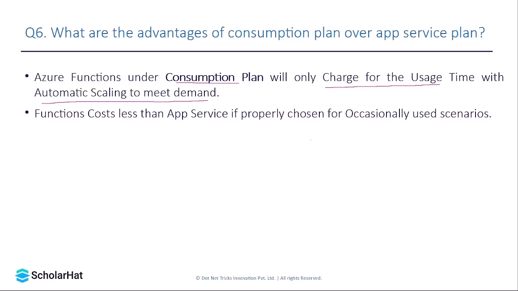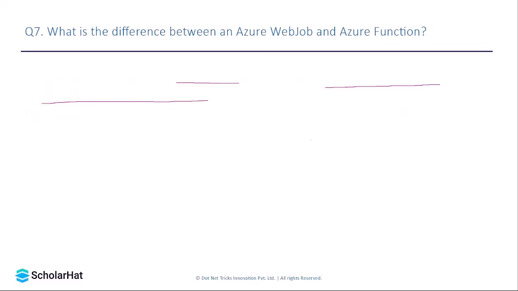So that's why it's very important for you to understand your need before choosing the consumption plan or the app service plan in Azure function. A consumption plan is something which you can use if you have less usage of an Azure function. What is the difference between a web job and an Azure function?